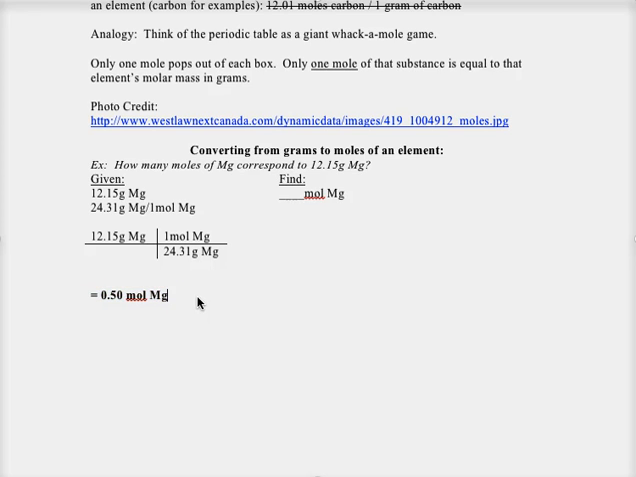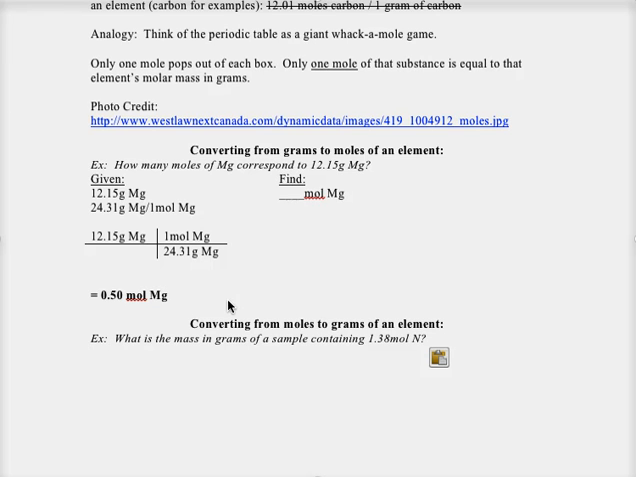So let's try another example. We're going to now go the other way. We're going to convert from moles to grams of an element, an individual element. So we'll write down this example. What is the mass in grams of a sample that contains 1.38 moles of nitrogen? See if you can set up what it is that you're given and what it is you're trying to find.